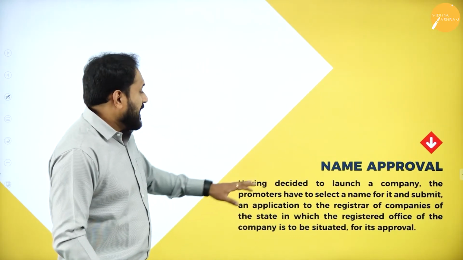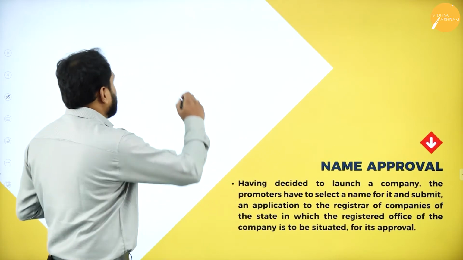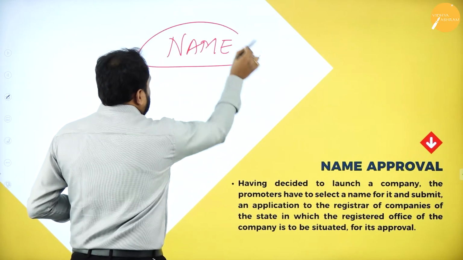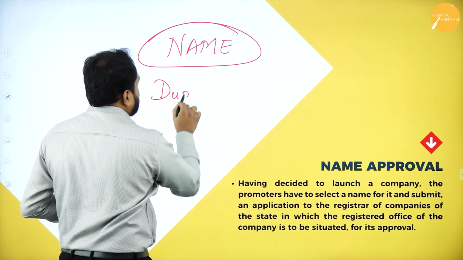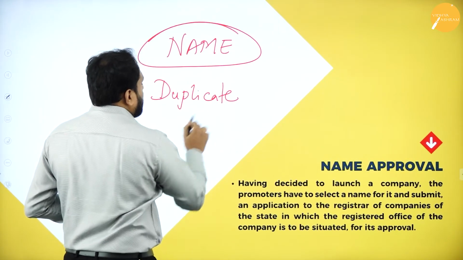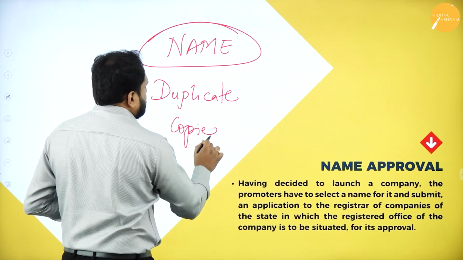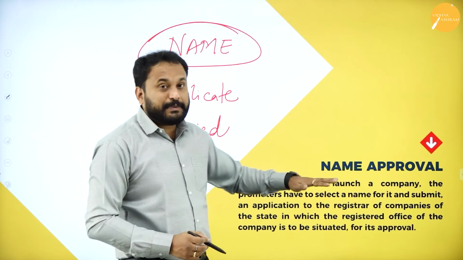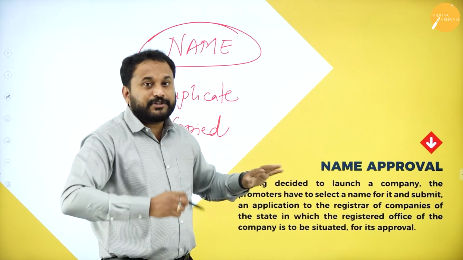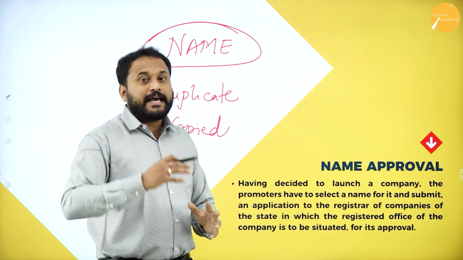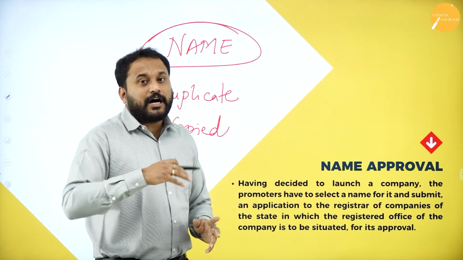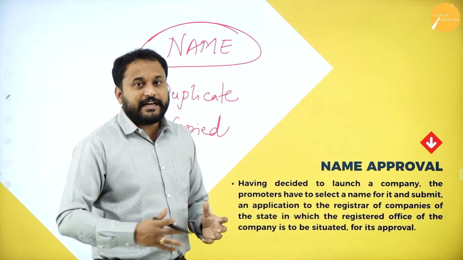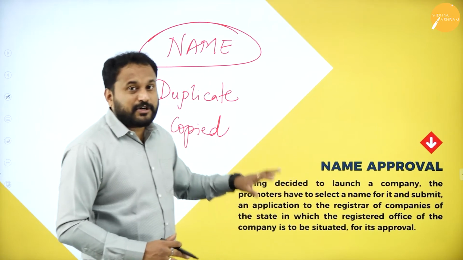Now here what happens is, having decided to launch a company, when you go with the name, the major aspect here is that it should not be a duplicate, or it should not be a copied version, or you can't actually harm any religion. So name is being very selective. Now you need to select a name which should be really good, unique, and it should not be copied or duplicated, or it cannot be like you are discriminating any gender or creed or religion. So that is what the name you are supposed to suggest.